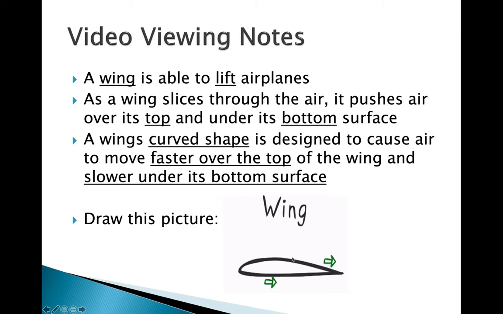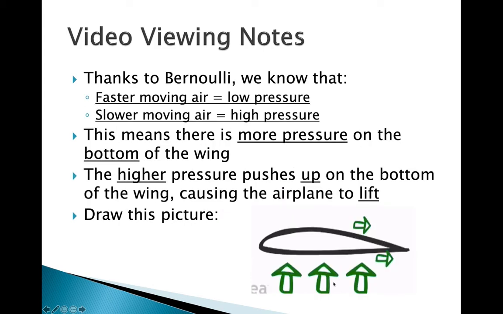The curved shape, or the aerofoil design, is designed to cause the air to move faster over the top of the wing and slower under the bottom, just like that slide, right? It's gonna fly down there way faster. So again, thanks to Bernoulli, we know that faster moving air creates lower air pressure, and then slower, stiller moving air, which would be underneath, has high pressure. So that's causing the pressing up of the airplane wing.